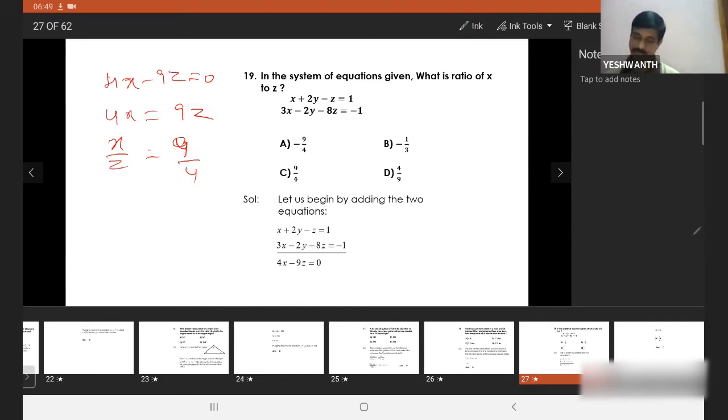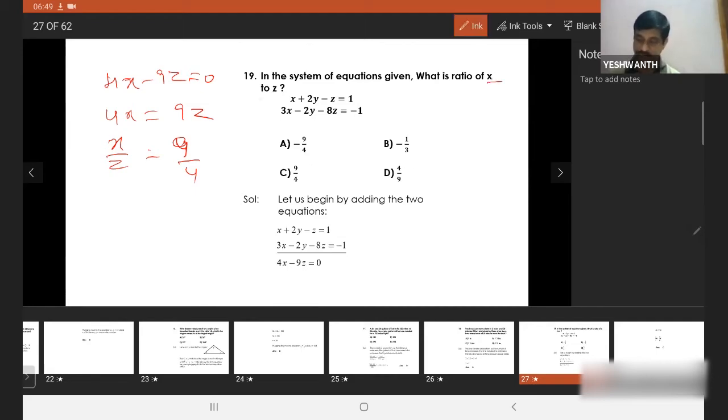Okay. So now x to z, he said. So x should be in the numerator, z should be in the denominator. If he says z to x, z by x, we should find out. Because he has given both options, isn't it? C and D, if you look at, you have 9 by 4 as well as 4 by 9. So mathematical language counts here.